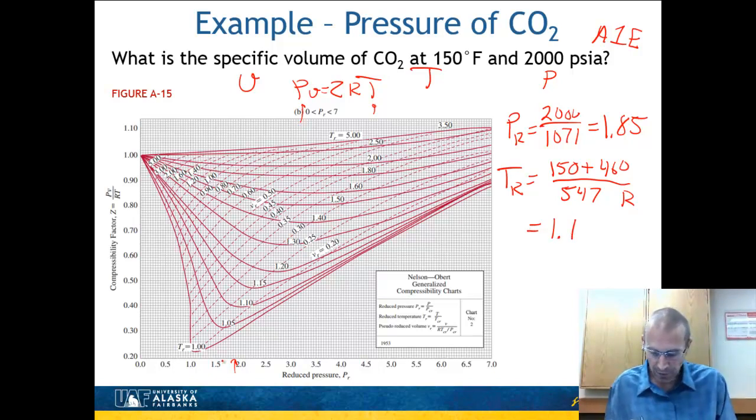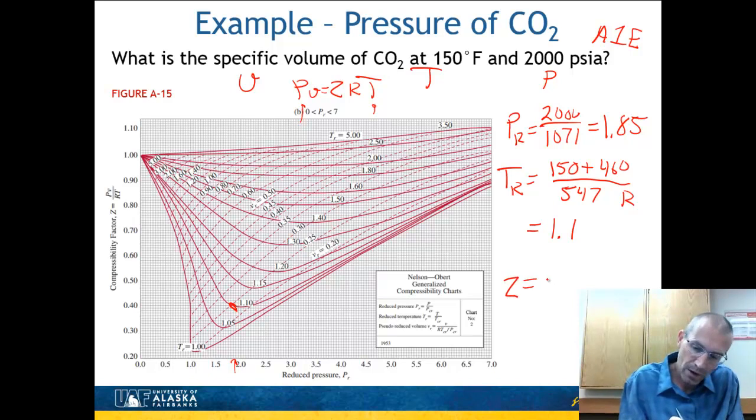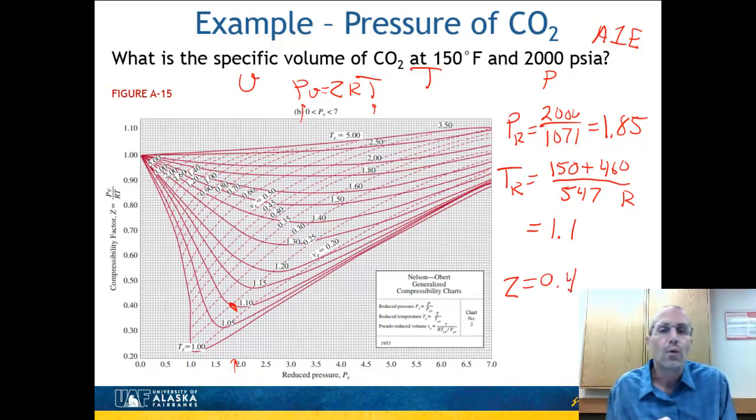So now I'm going to come to the chart. I'm at, on the x-axis, a PR value of 1.8. I go up to the line, which I've got there, of TR of 1.1, and I realize that Z is equal to about 0.4. So now I can plug that into my ideal gas equation and find my value of v.